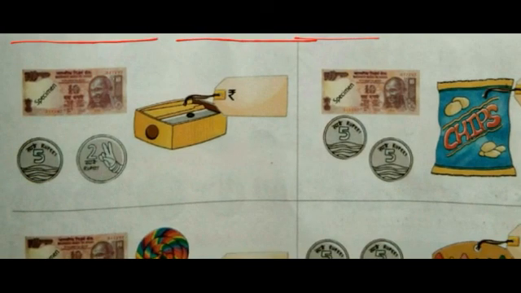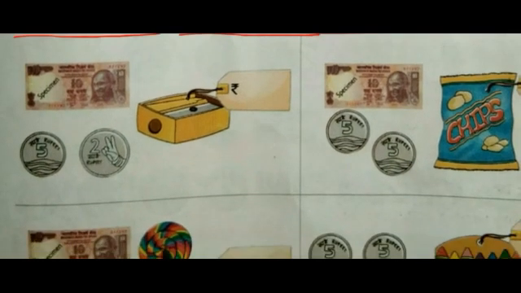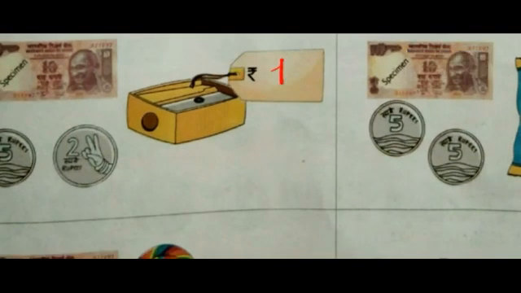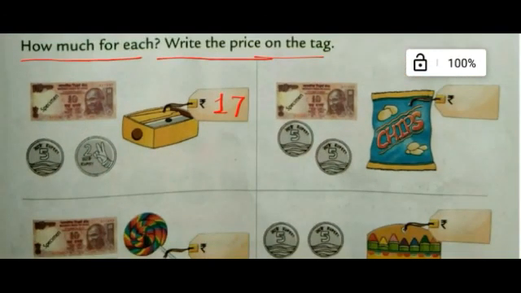So 10, we will start with the biggest amount. 10 plus 5 is equals to 15 rupees, and 15 plus 2, 17. So this is total 17 rupees here. So we can write here 17. Okay. 10 plus 5 is 15. 15 plus 2, 17. Okay.